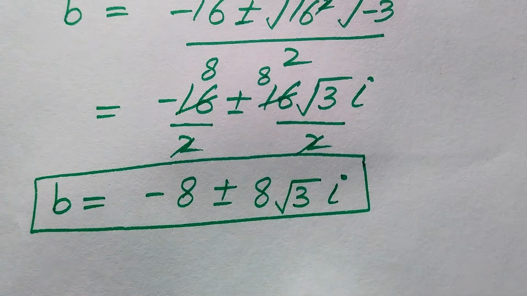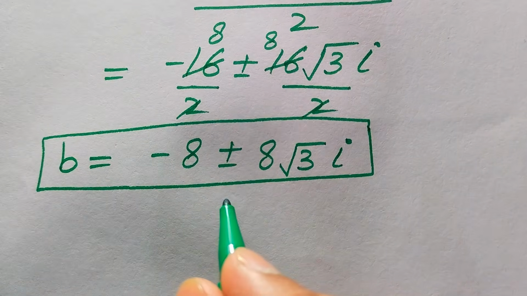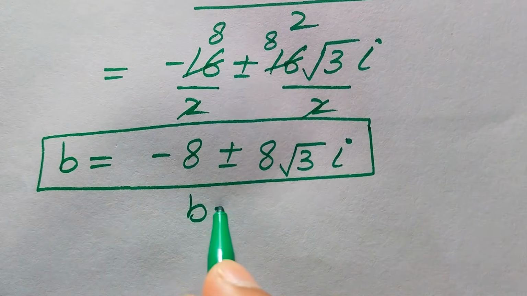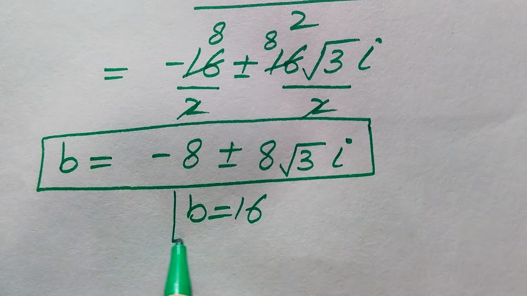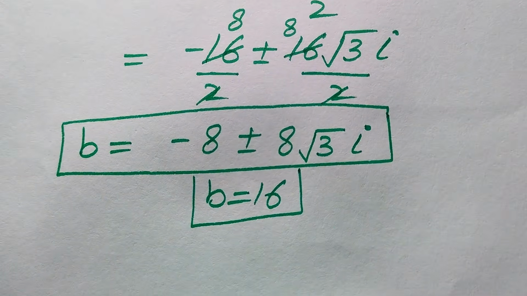Finally we have, there are three roots of the given equation in which these two roots are complex roots, and b is equal to 16 be the only one real root of the given equation. So this is our final answer of this question.